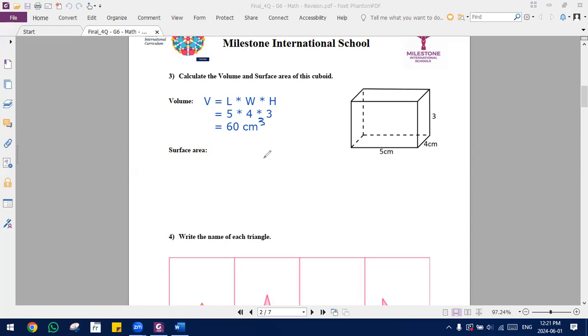Now, surface area means, so the cuboid has 6 faces. Surface area means I need to find the area of each face. Like one face here, one face here, one at the top, one at the back, base, on the side. So we have 6 faces. But opposite faces are equal. For example, we have the top and the base are similar. So I do 2 times, because I have 2 faces. 2 times, what's the area of the base? It's 5 times 4.